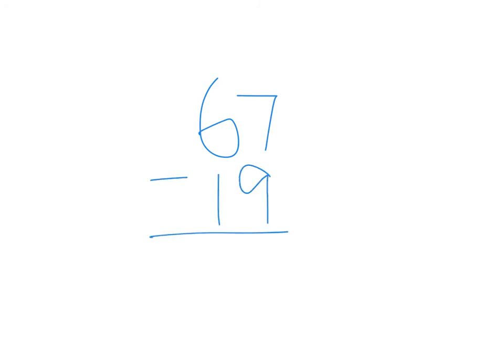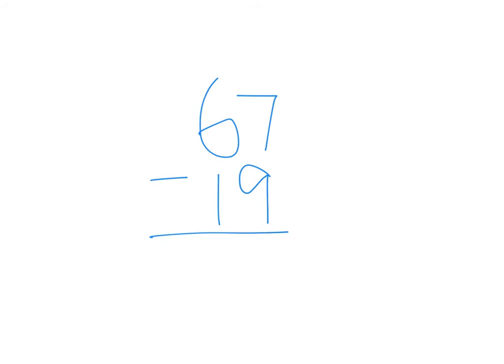Let's have another look at another example. This time, 67 take away 19. We are, of course, going to start in our ones house. It is 7 cupcakes, and we have to eat 9. Now we know we can't do that.